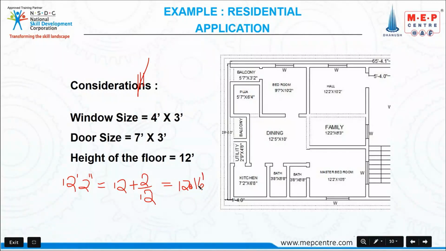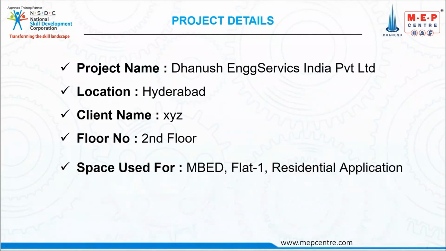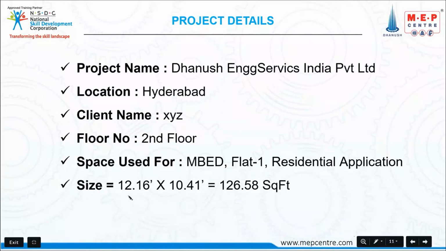Hope you are clear how we are finding. अभी 10 feet 5 inch को करना है. How I will do? 10 plus 5 divided by 12. Okay, 10.41 feet. That is what I did here. 12.16 feet into 10.41 feet, which is 126.58 square feet. Is it clear how we have taken this, everyone?